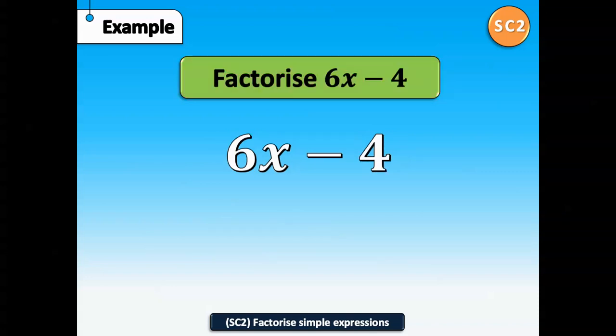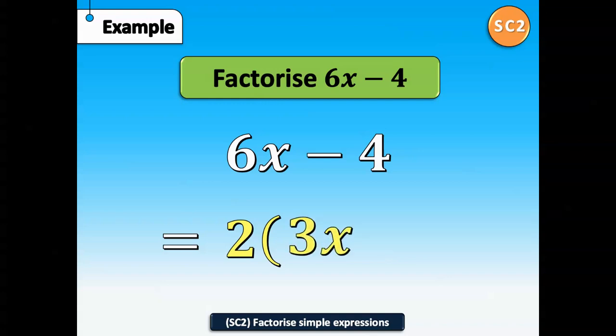Here's another example. So I want to factorize 6x minus 4. So I need to think about what goes into 6x and minus 4. Well, 2 goes into both. So 2 is on the outside of the bracket. And what do I times 2 by to make 6x? Well, I times it by 3x. And what do I times 2 by to make minus 4? Well, I times it by minus 2. So that's my answer. 2 brackets 3x minus 2.